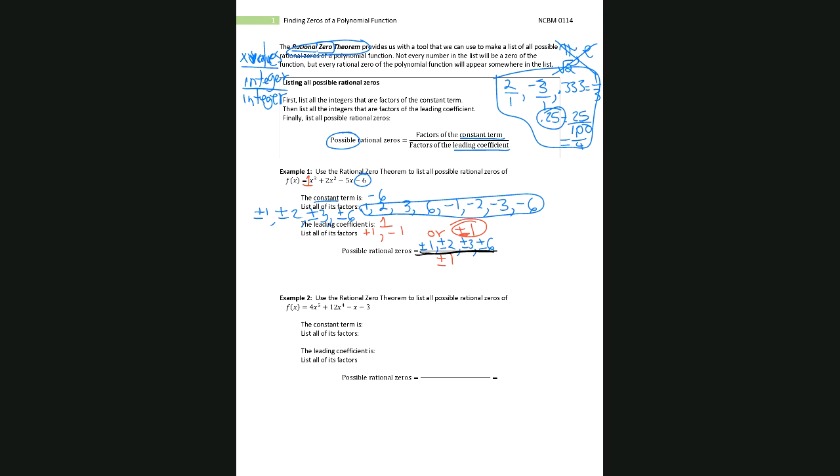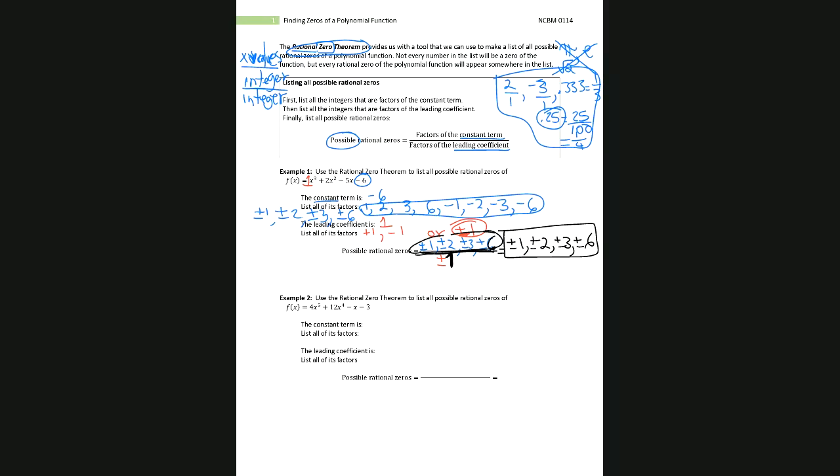So the idea is that if this is a 1, once you divide the factors that I have in blue, plus minus 1 divided by 1, it will just be 1. Plus minus 2 divided by 1 will just be plus minus 2. Plus minus 3 divided by plus minus 1 will just be plus minus 3. And finally, plus minus 6 divided by plus minus 1 will just be plus minus 6. So now all of these are the possible rational zeros of that polynomial.